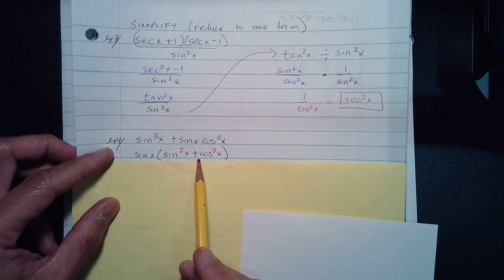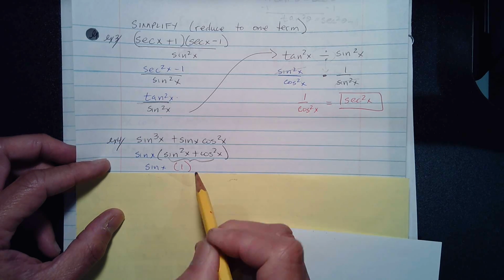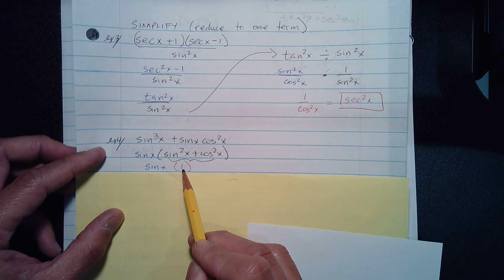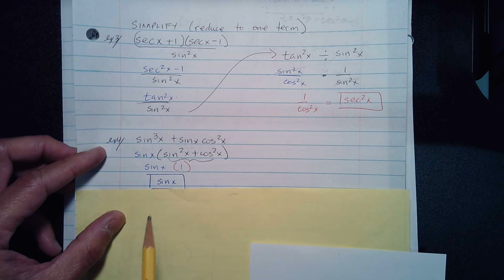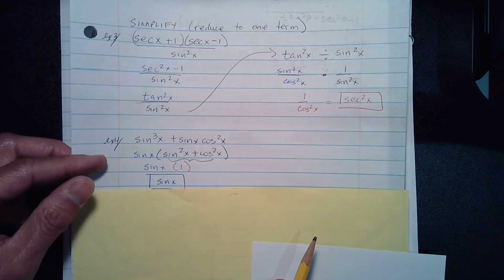Well, this is a Pythagorean identity. I know sine squared x plus cosine squared x is equal to 1. 1 times sine x is sine x. So when we simplified it, we reduced it to one term.